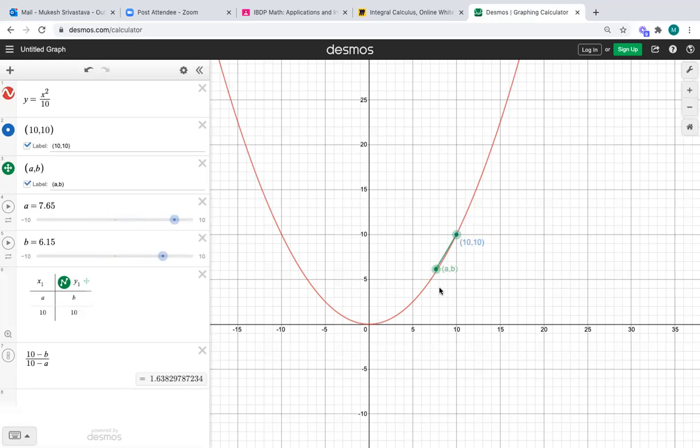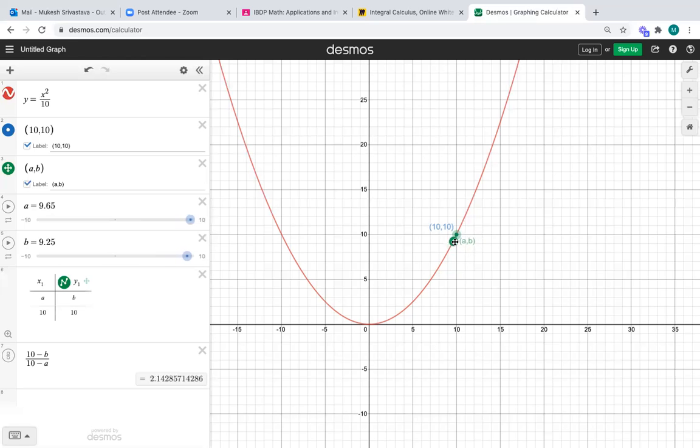When A is 7.65, you see these values here. When A is 7.65 and B is 6.15, my gradient is 1.64. Again, when I go still closer, 1.89. Still closer, 1.88, 1.95. You see, as my point moves closer and closer to the point, my gradient is approaching 2.